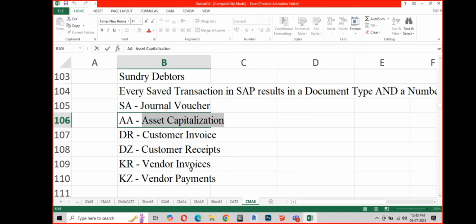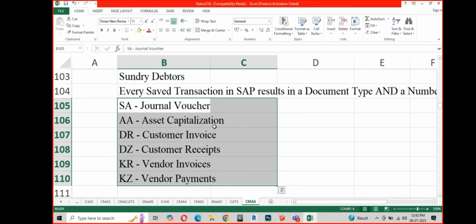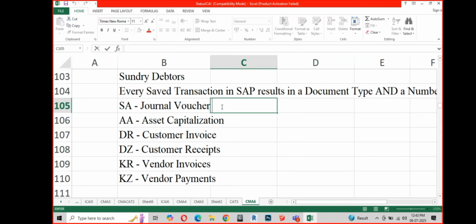So each and every kind of transaction, based on the nature, can you see the nature? Journal voucher, or you can also say simple general ledger transactions. They generate these transactions. Whenever we record this in SAP and save the transaction, it generates an SA document type.